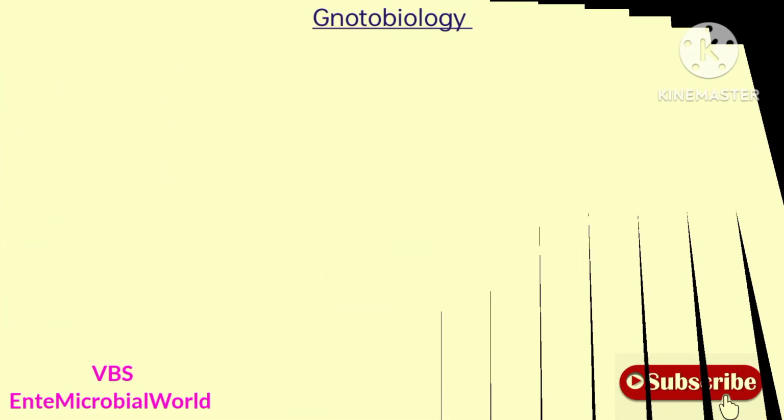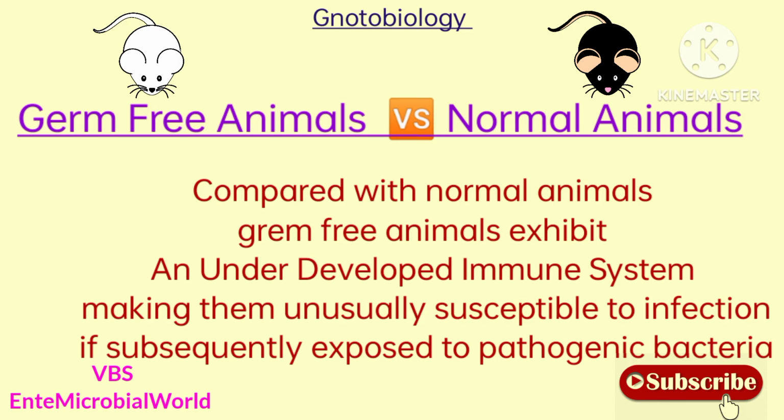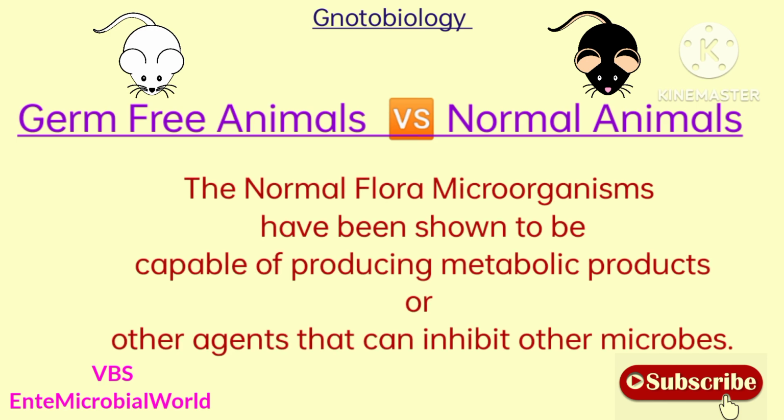Next, we are going to see germ-free animal versus normal animals. Compared with normal animals, germ-free animals exhibit an underdeveloped immune system, making them unusually susceptible to infection if subsequently exposed to pathogenic bacteria. The normal flora microorganisms have been shown to be capable of producing metabolic products or other agents that can inhibit other microbes.